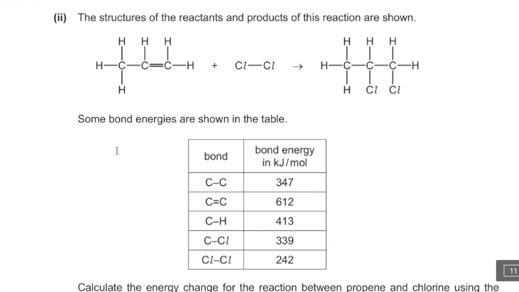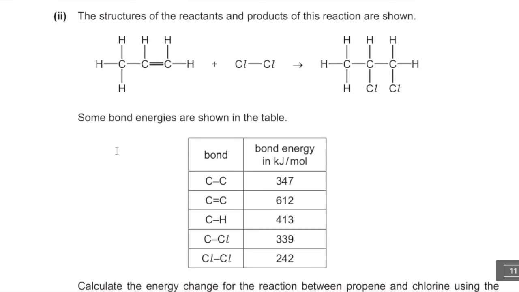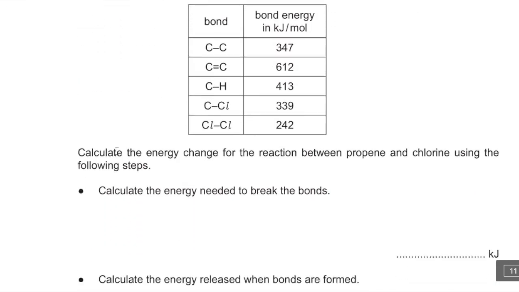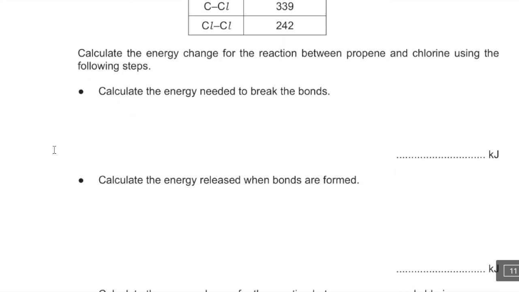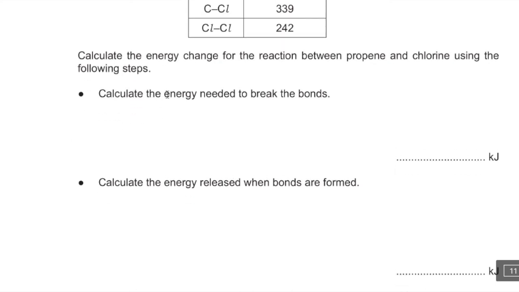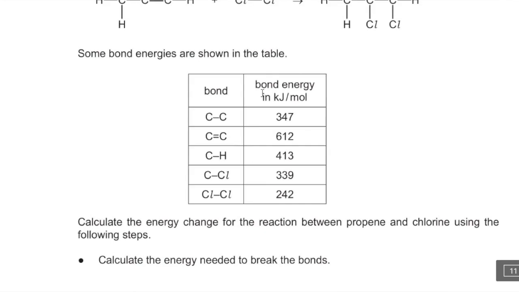2. The structures of the reactants and the products of this reaction are shown. Some bond energies are shown in the table. Calculate the energy change for the reaction between propene and chlorine using the following steps. So first we start with calculating the energy needed to break the bonds.